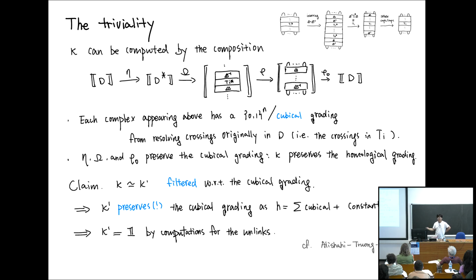At each corner it's just an unlink, so you just compute it and it turns out to be literally the identity map. That finishes the proof that this kappa is actually chain homotopic to the identity. Any questions about the proof?